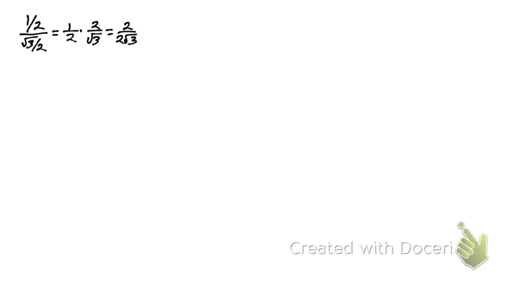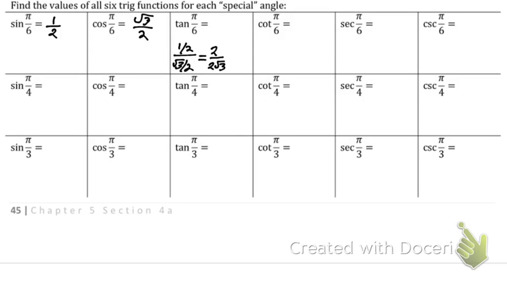Keep, change, flip. Know it, love it, use it. All right, so that's 2 over square root of 3, which is actually equal to 1 over square root of 3.